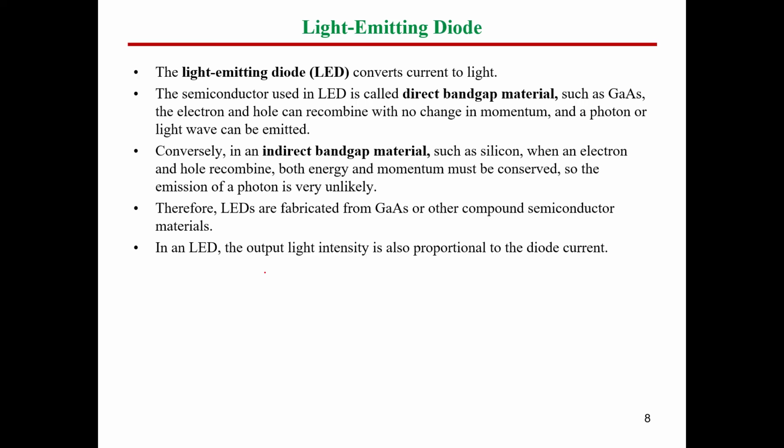And for an LED, the output light intensity is also proportional to the diode current, which means the light intensity depends on how much current is applied to your LED. So this means you can control the light of the LED by means of how much current is injected into the LED. Okay.